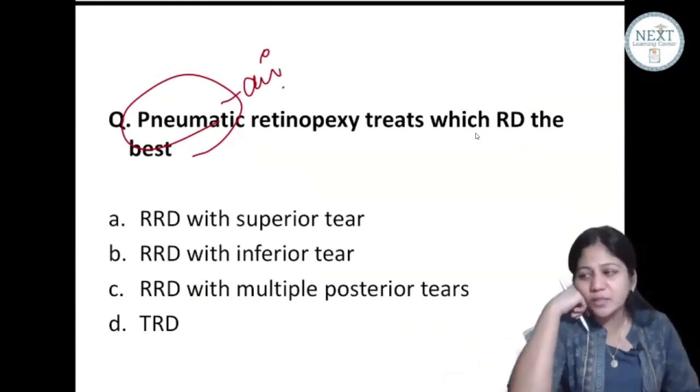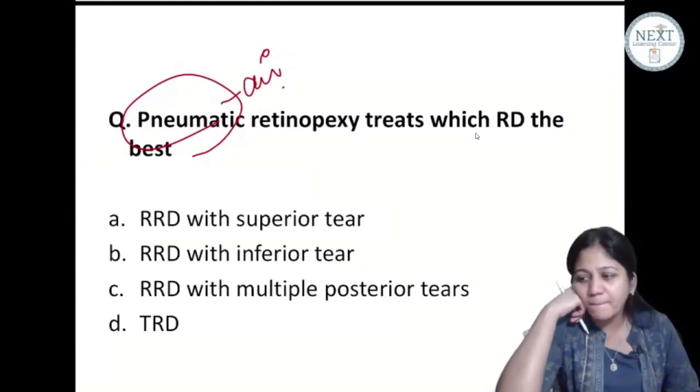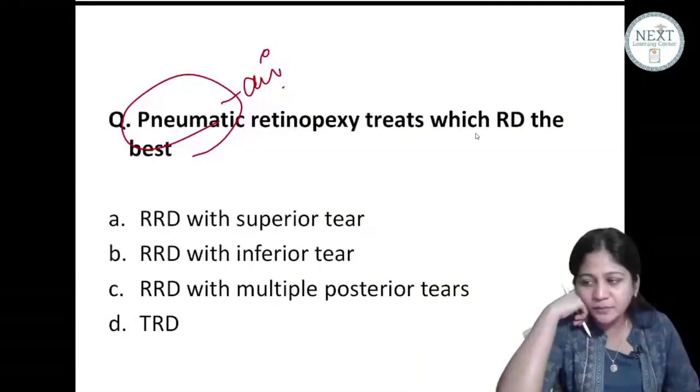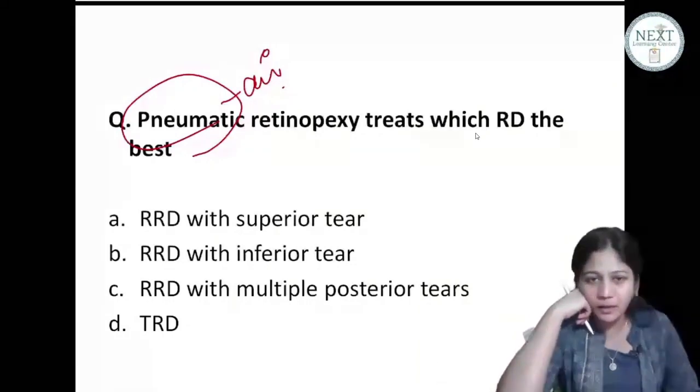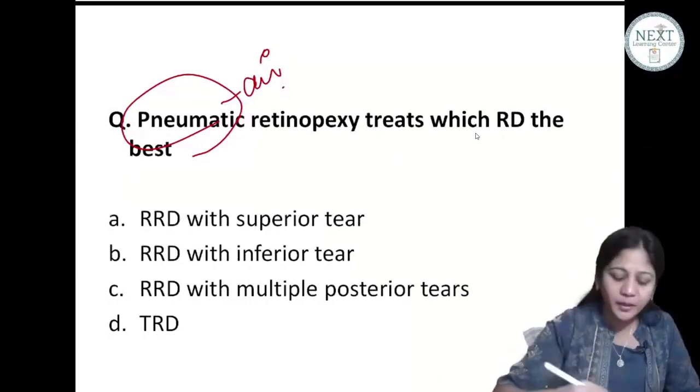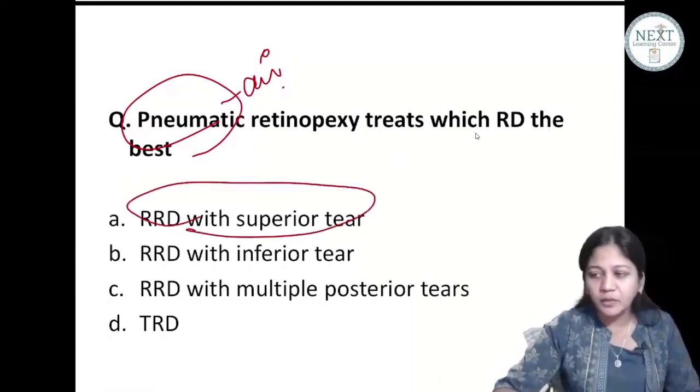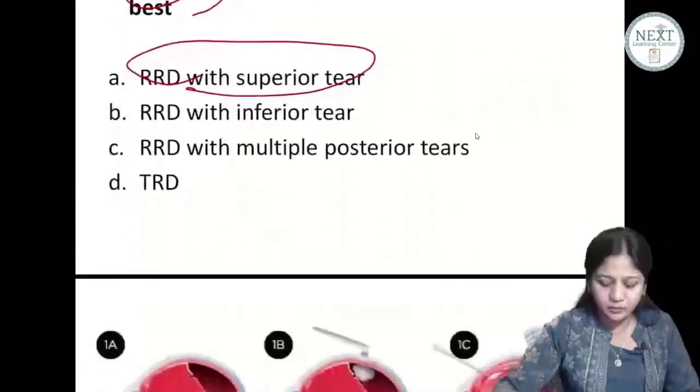Can you answer this question, Dr. Bikash? Understood, Dr. Bikash? Pneumatic here means something related to air pressure, right? So you can treat superior tears, isn't it? You can treat superior tears. Very good, very good.